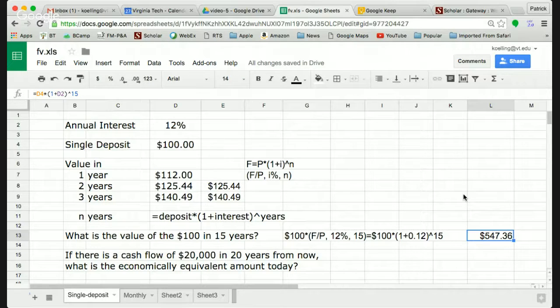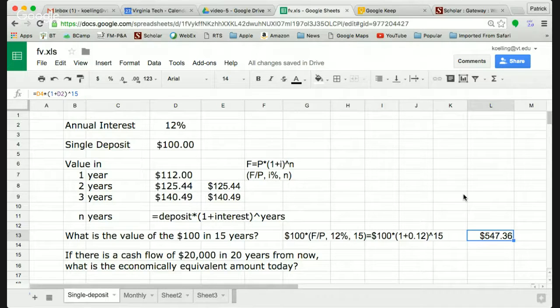$547.36. So we can say that $100 today at 12% interest is economically equivalent to $547.36 15 years from today. Those two values are economically equivalent.